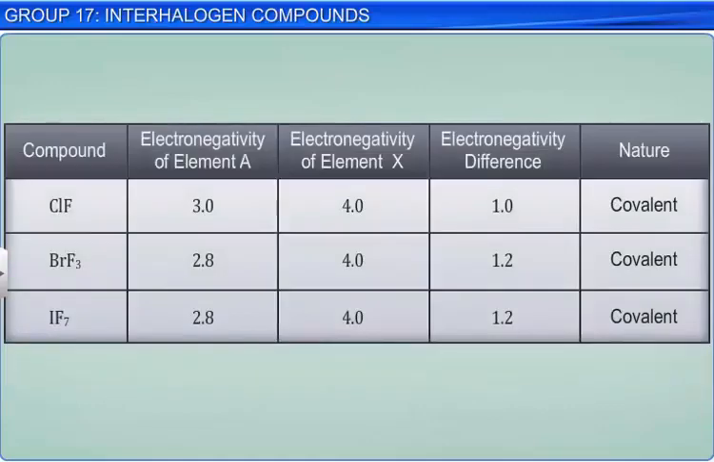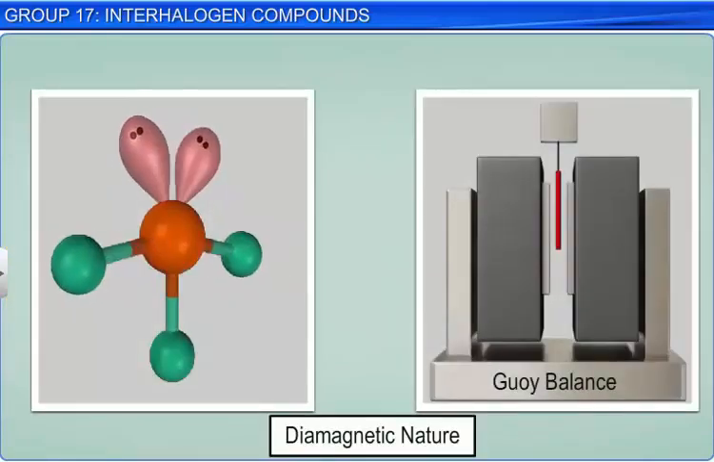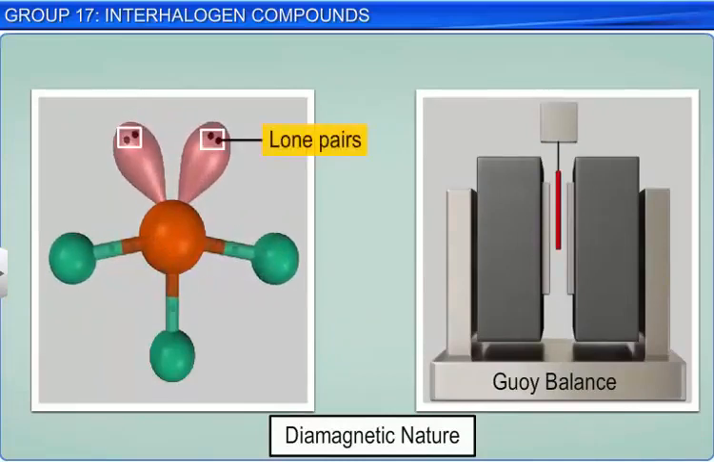All these compounds are covalent in nature due to less electronegativity difference between bonded atoms. Example, chlorine monofluoride, bromine trifluoride, iodine heptafluoride are covalent. All these compounds are diamagnetic in nature, as they have only lone pairs and bond pairs.